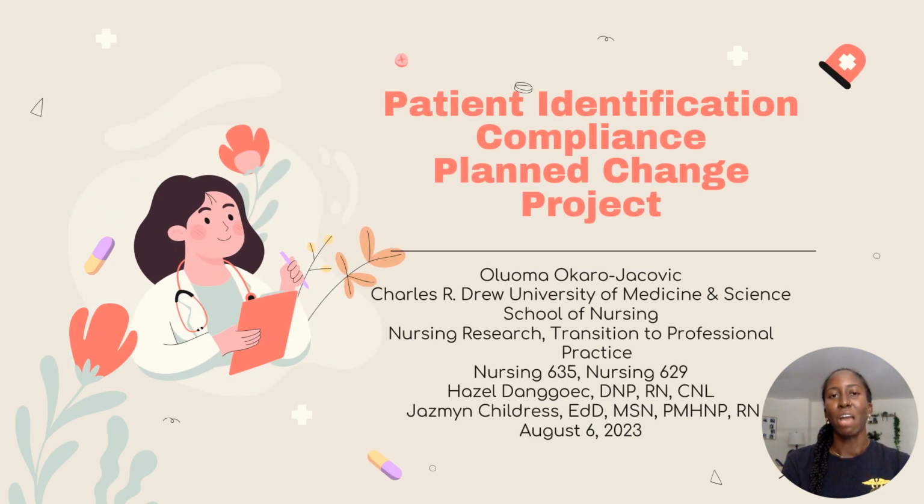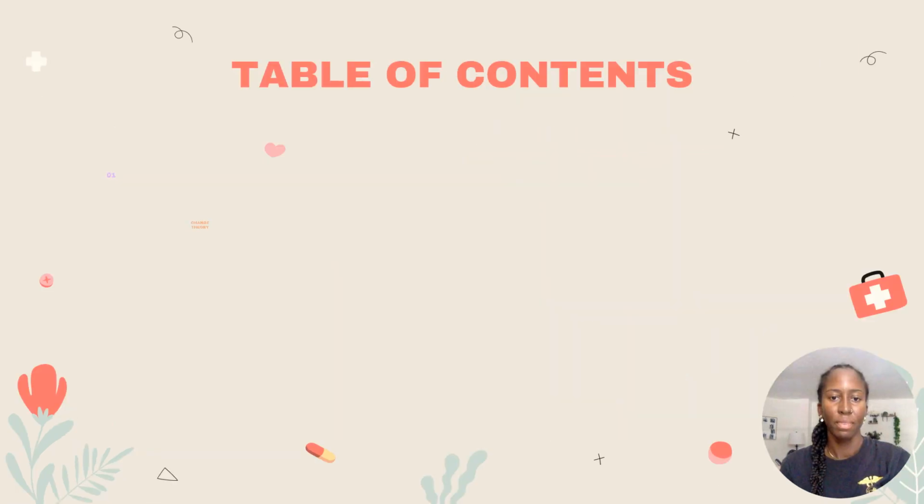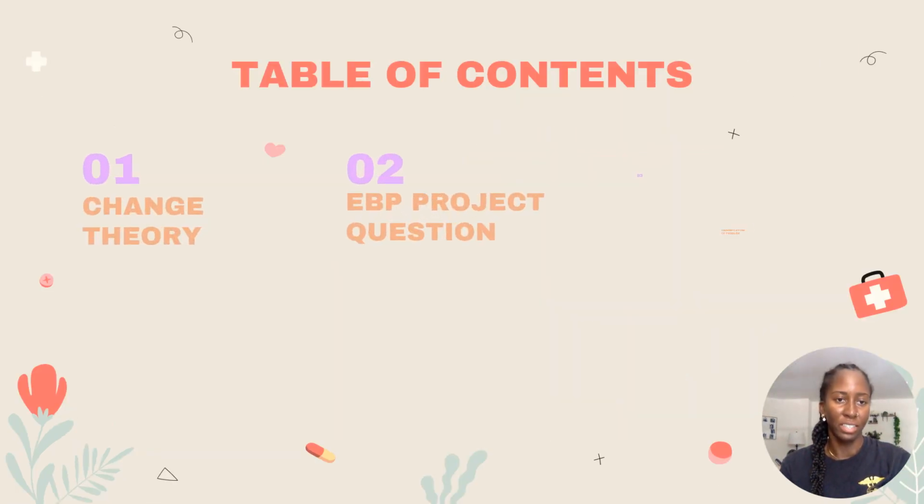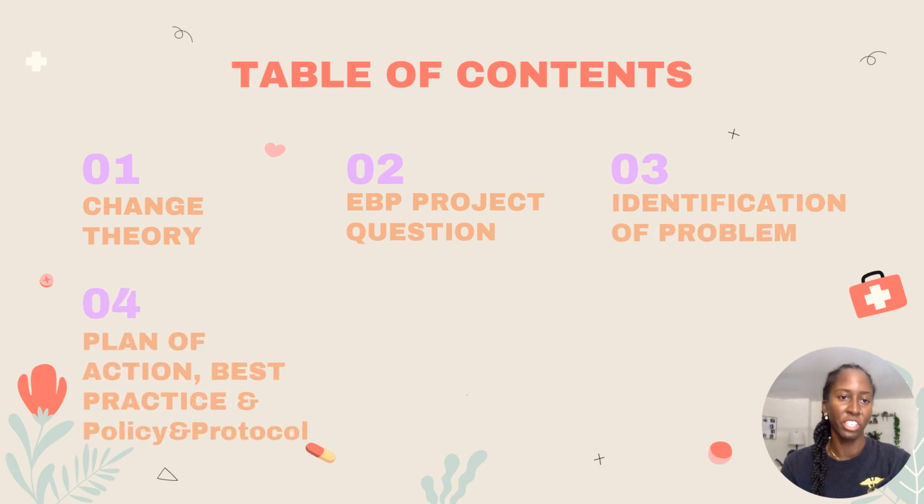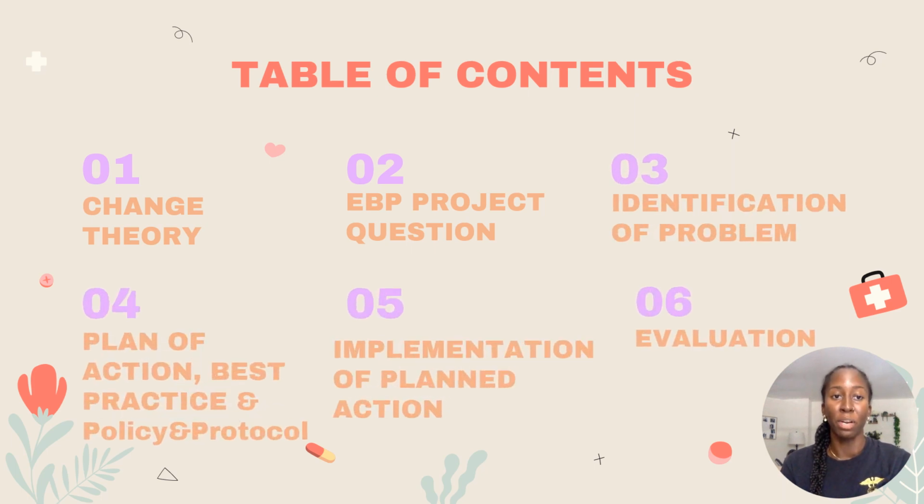Dr. Childress. Today I will be talking about my plan change / EBP project, which is on patient identification compliance. The table of contents is listed here. The first one is change theory, second EBP project question, third identification of problem, four plan of action, best practice and policy and protocol, five, implementation of the planned action, and six, the evaluation.